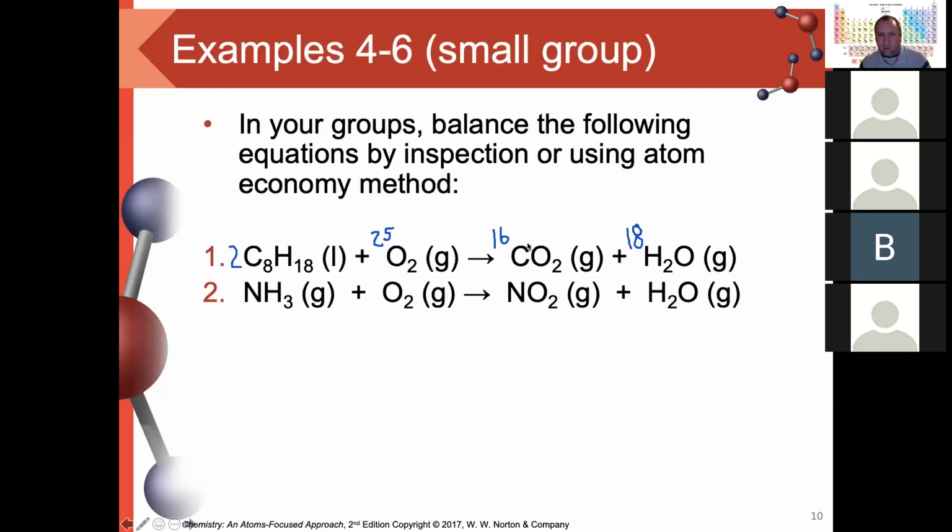So this would be the balanced equation for number 1. 2 butane plus 25 oxygen makes 16 carbon dioxide and 18 waters. Okay.